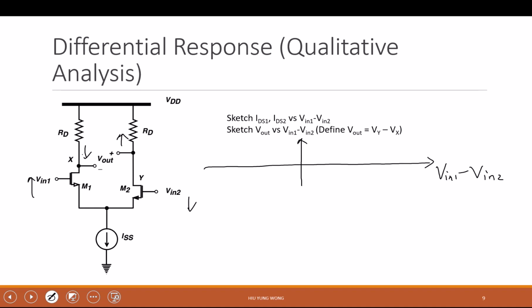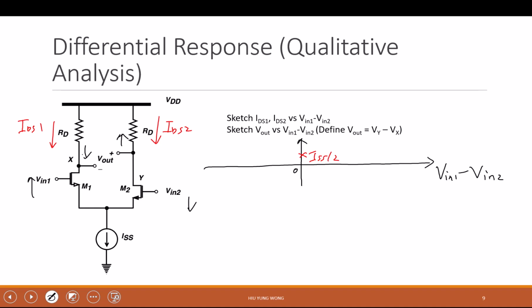Okay? So my question to you, when their difference is 0, what is the current IDS1? Right? This is IDS1. This is IDS2. What are the values of IDS1 and IDS2? ISS over 2. Excellent. Yes, as long as you are in saturation, right? Everyone okay with this? Both of them.